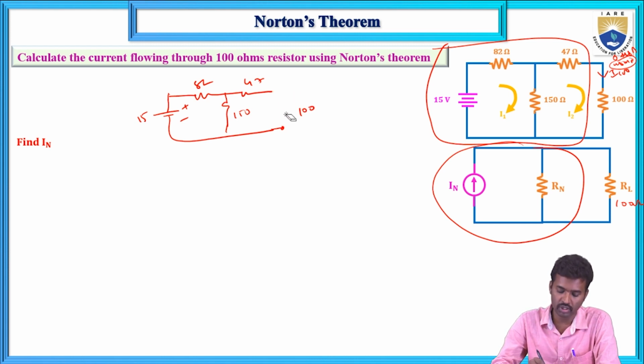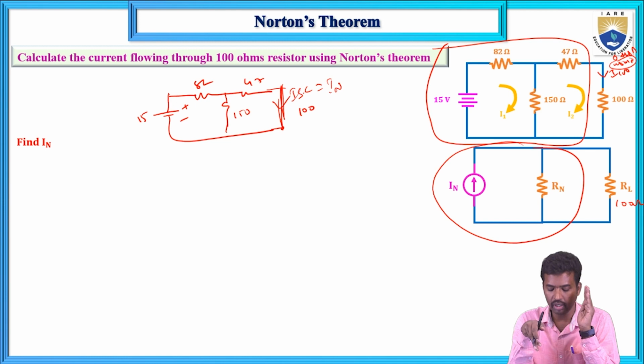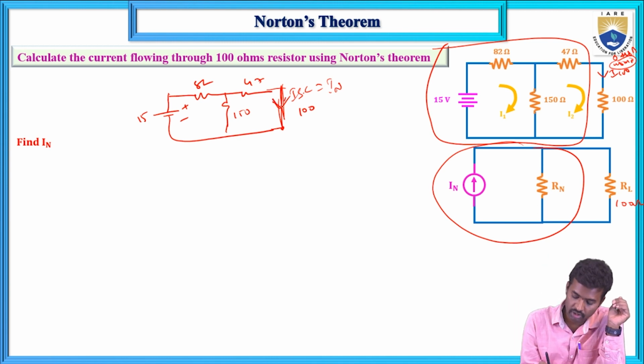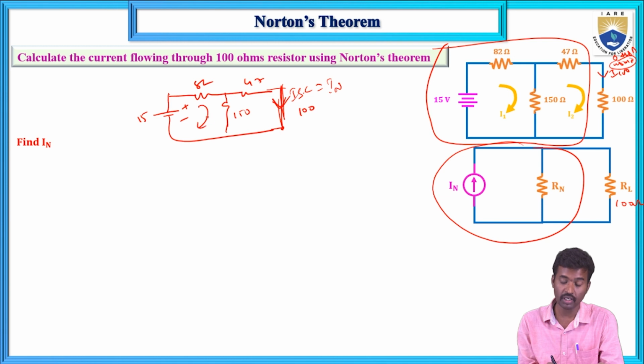First remove the load resistance from the given circuit, short the load terminal and calculate the short circuit current. That short circuit current is known as IN. Now how will you calculate this short circuit current IN? You can calculate by any circuit analysis method. You can use nodal or mesh. Here I am using the mesh analysis.